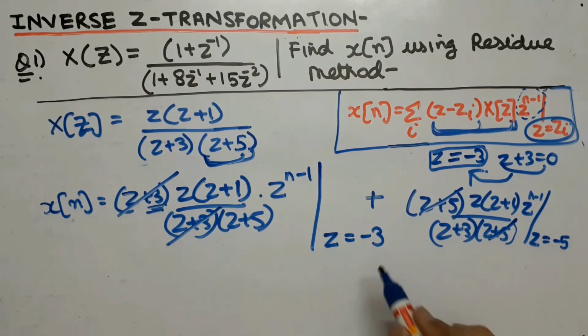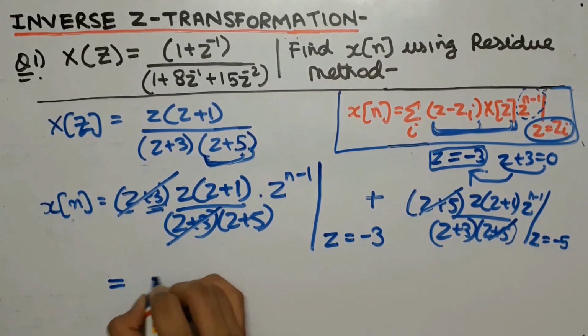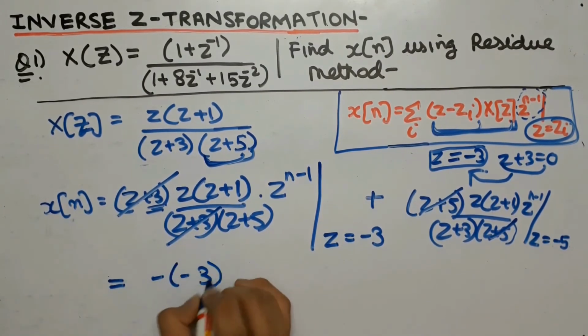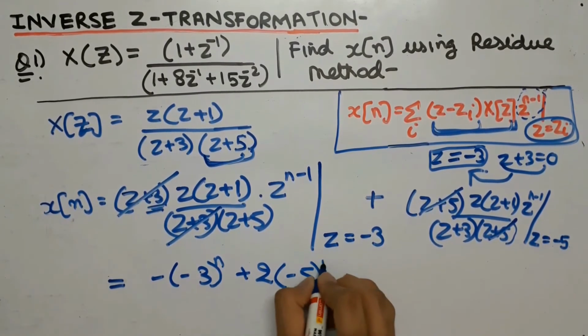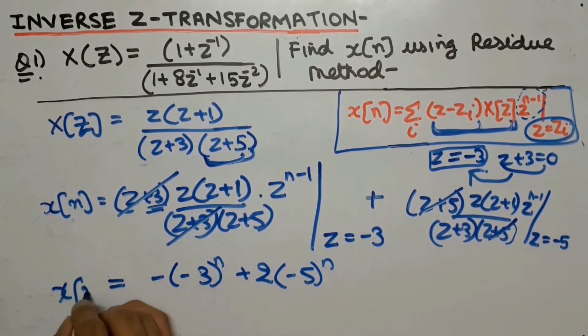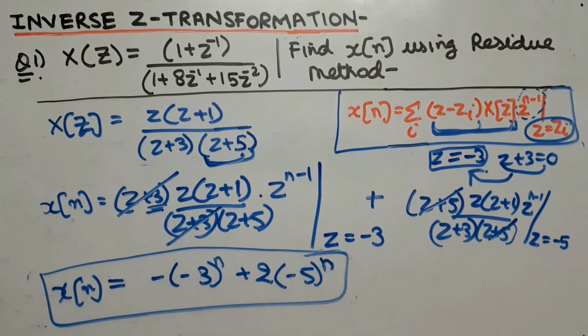Now on putting these values in their respective equations, we will get minus into (minus 3) to the power n plus 2 into (minus 5) to the power n. Now guys, this is our final answer. That is the value of x[n] that we found out using residue method. Now we are going to do another question in which we will have multiple poles. That is, we will now use the second formula.